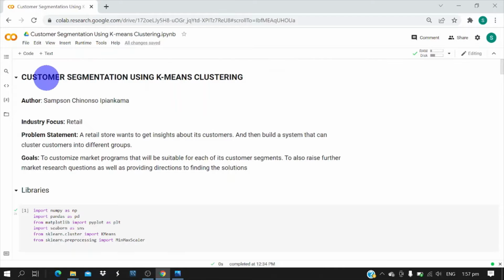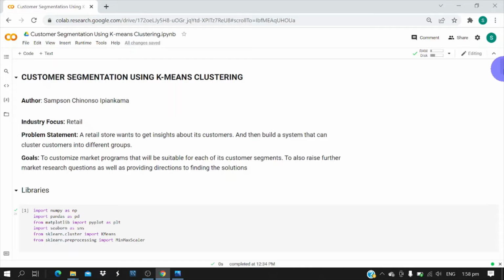Hi, the title of this project is Customer Segmentation Using K-means Clustering. The problem statement: a retail store wants to get insights about its customers and then build a system that can cluster the customers into different groups. The goals for this project are to customize marketing programs that will be suitable for each of its customer segments, and then to raise further market research questions, as well as providing directions to finding the solutions.